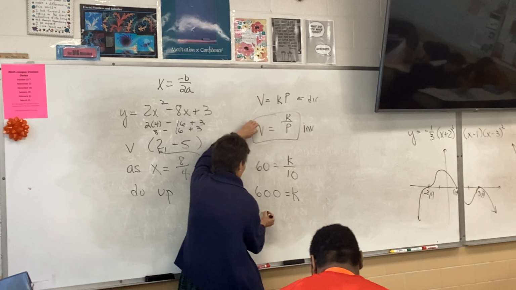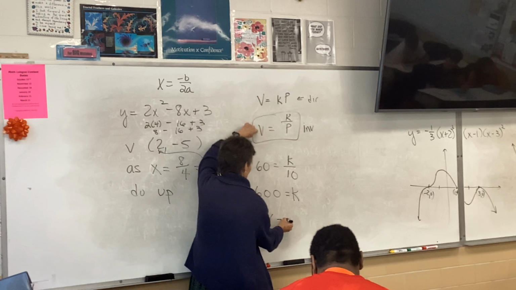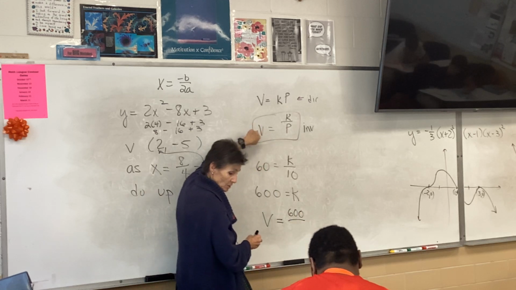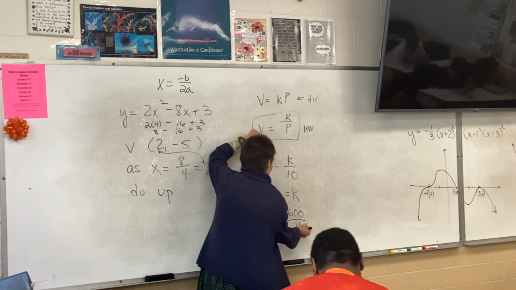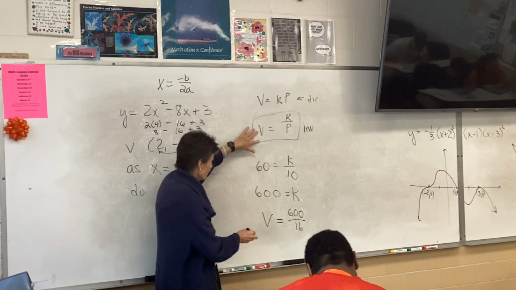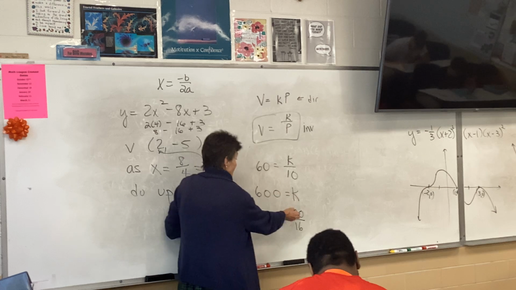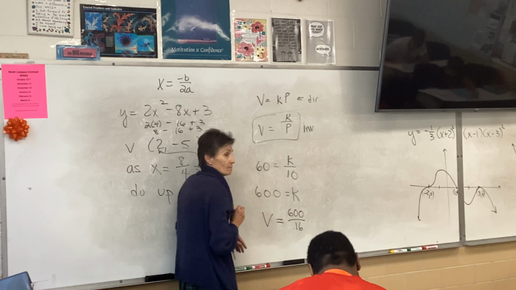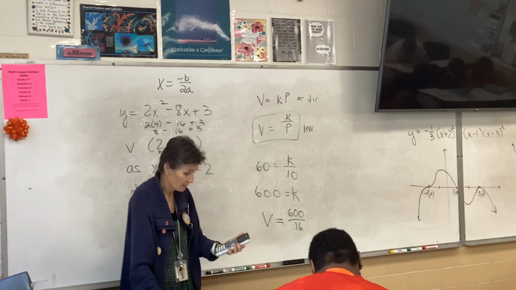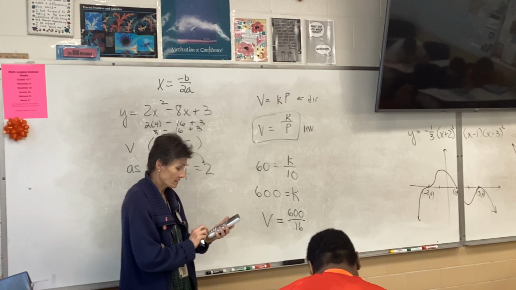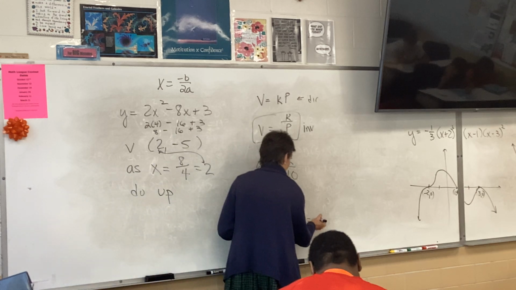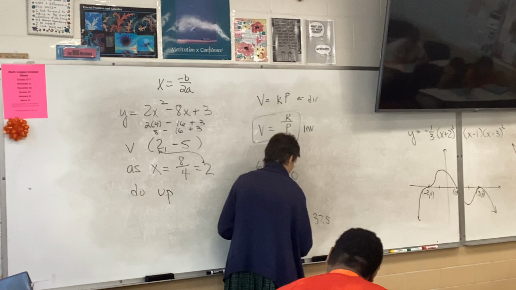Find the volume when the pressure is 16. 37.5. So again, I came back to my equation. I don't know the volume. I know K is 600 and P is 16. So then I can take out my calculator, and 600 divided by 16 is 37 and a half.